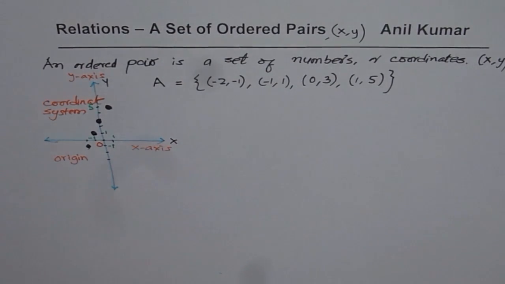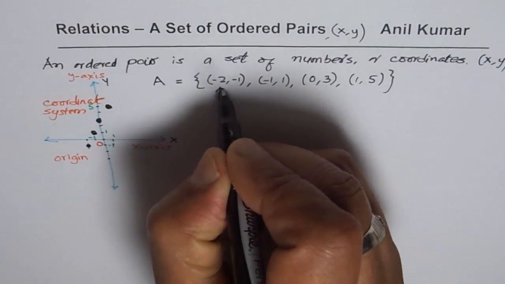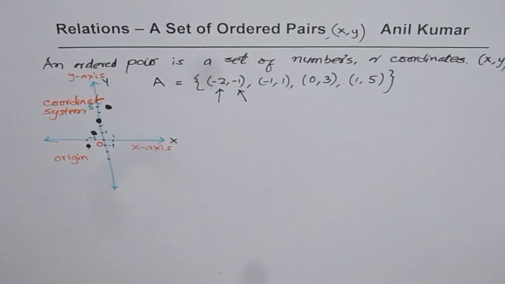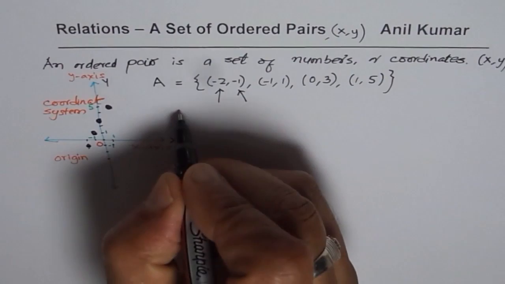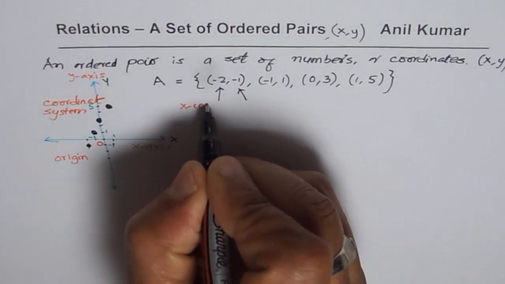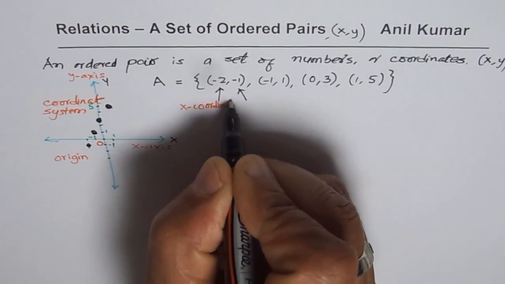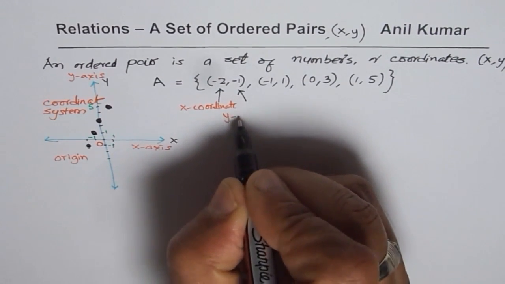Now these are called the x and y coordinates, right? So this is the x coordinate and the other one is the y coordinate.